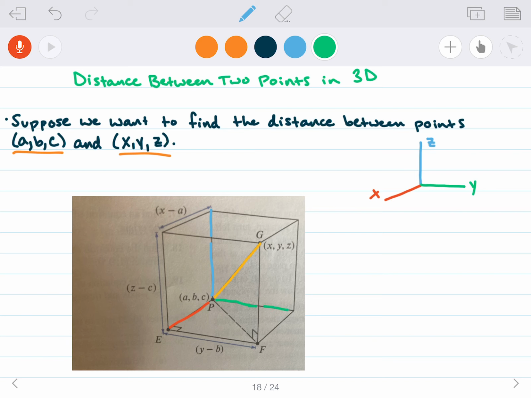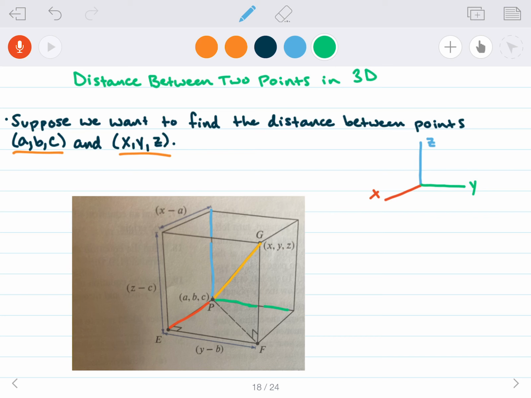Now, ABC does not have to be the origin. It doesn't have to be 0, 0, 0. It's just an arbitrary point in space. That's how we want to think about it. But we want to think of the blue, red, and green as being parallel to the Z, X, and Y axis, respectively.